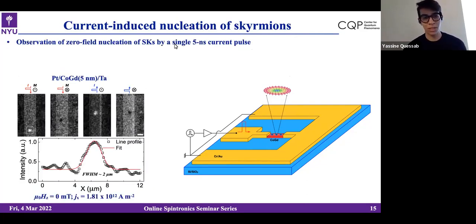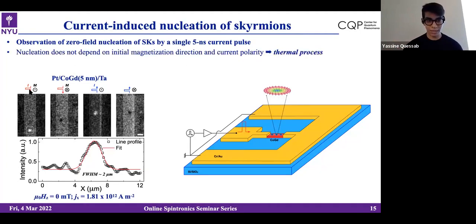So we were able to nucleate skyrmions by applying a single 5 nanosecond current pulse at 0 magnetic field. A circular bright region indicates a skyrmion with a core pointing up, and a dark circular region indicates a skyrmion with a core pointing down. What is surprising is that you can see in these four images that, regardless of the initial direction of the saturation magnetization and the current polarity, we were always able to nucleate a skyrmion. And so we can rule out a nucleation process based on spin-orbit torques or Oersted fields, and it rather points out that the nucleation is a thermal process.